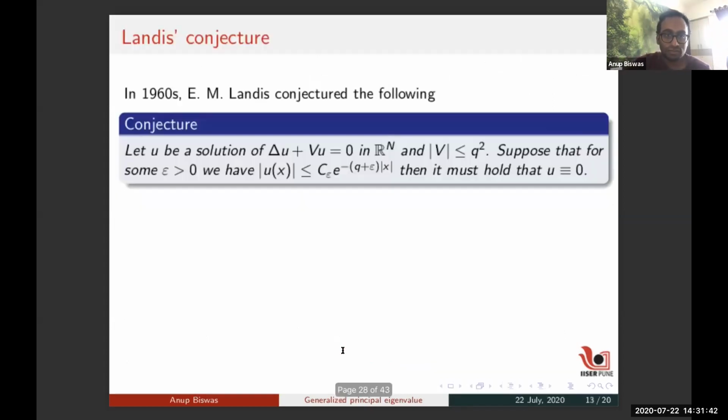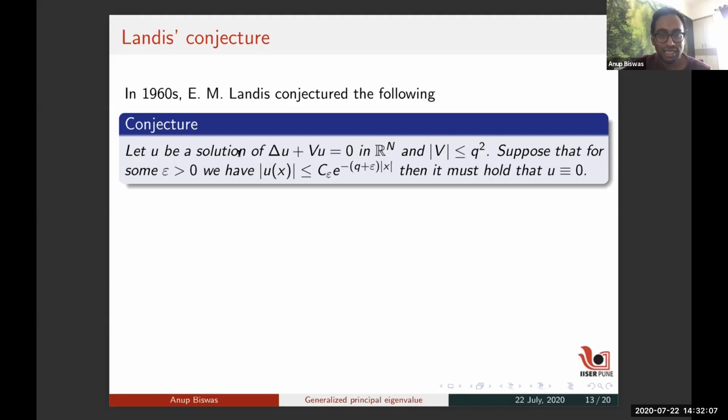Now let me point out a very interesting conjecture. It's called the Landis conjecture. It was posed in the 1960s, and it is still open. What the conjecture says is that you take a solution U, which need not be positive. In fact, it has to be sign changing. I'll tell you why.